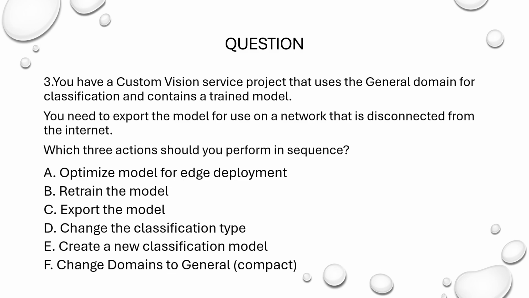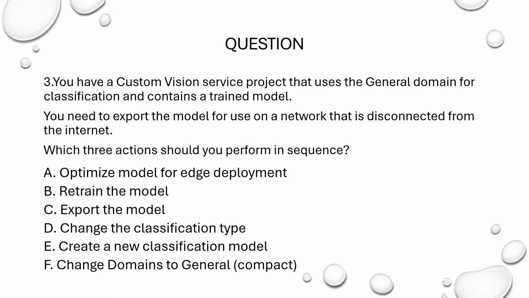Now let us break down the question. What are the keywords? It is regarding the custom vision service and the project type is classification. So you have a custom vision classification model, the model is already trained, and the domain in which the model is trained is the general domain. Now we need to export this model for use on a network that is disconnected from the internet. So we have to export the custom vision classification model with the general domain to work offline. That is what the need is. Which three actions should you perform in the correct order to achieve this requirement?